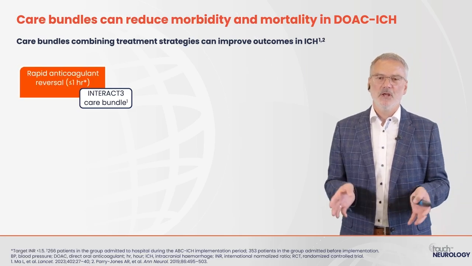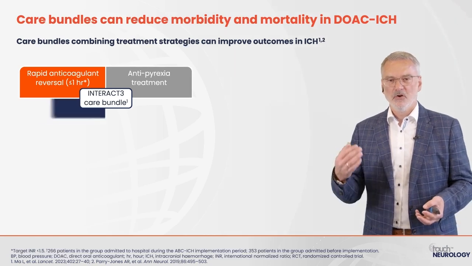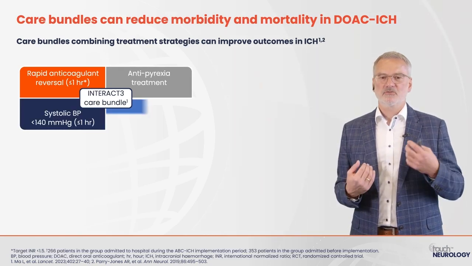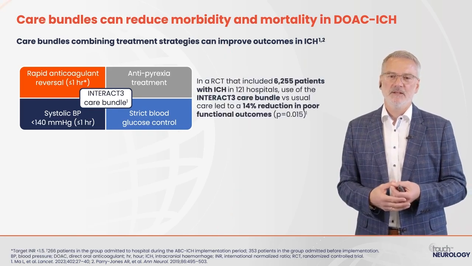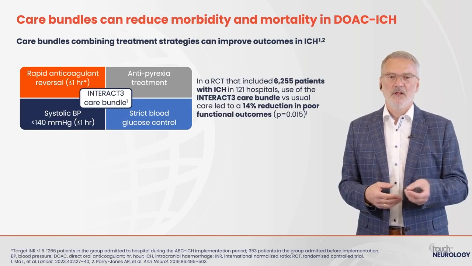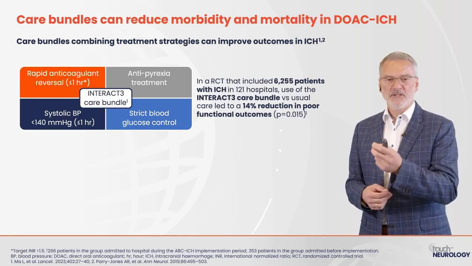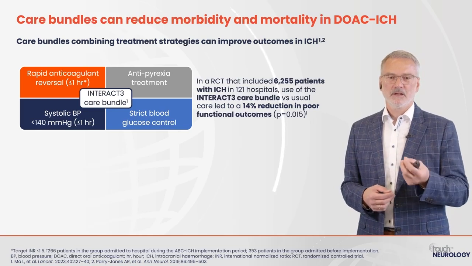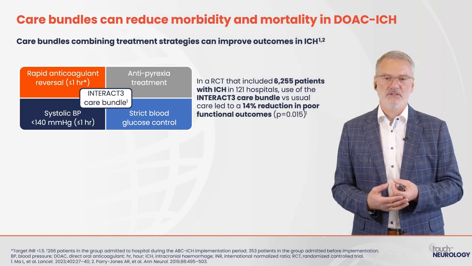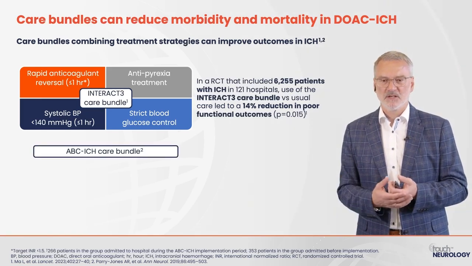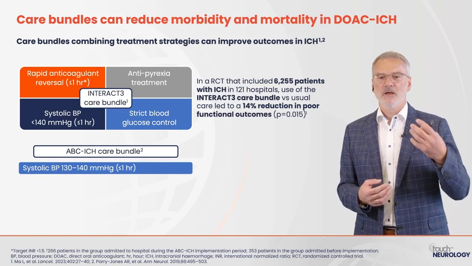Rapid anticoagulation reversal within the first hour after admission, antipyrexia treatment, lowering the systolic blood pressure, and strict glucose control are the four main parts that have been tested in the INTERACT-3 trial as a care bundle to improve the mortality. And compared to usual care, this care bundle strategy resulted in a 14% reduction in poor functional outcomes. The targets are blood pressure around 130 to 140 millimeters of mercury systolic.